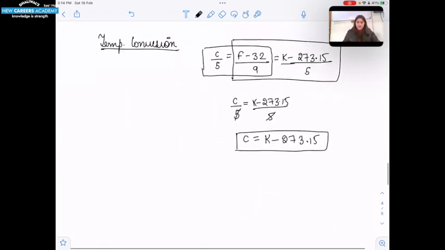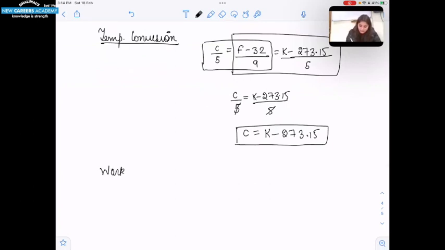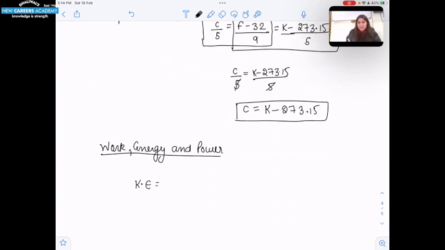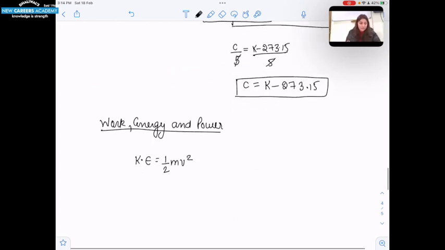Next are three formulas related to work, energy, and power. The formula for kinetic energy, these are very basic formulas, is half mv square. M is the mass of the object, v is the velocity of the object. The formula for potential energy of an object due to its height is mgh. M is mass, g is acceleration due to gravity, and h is the height of the object from where it is kept.